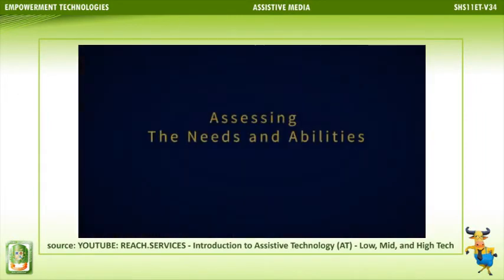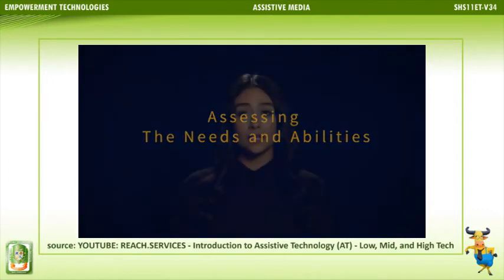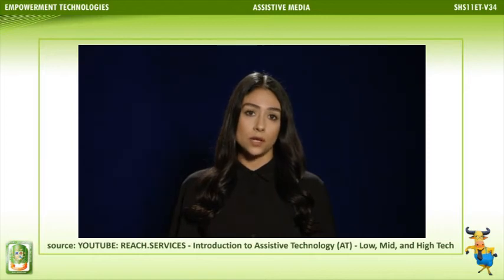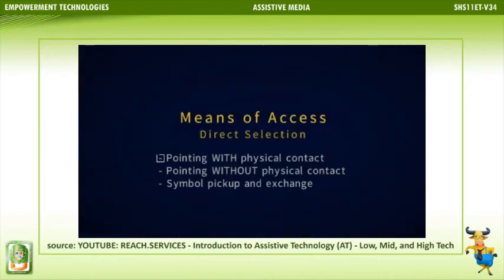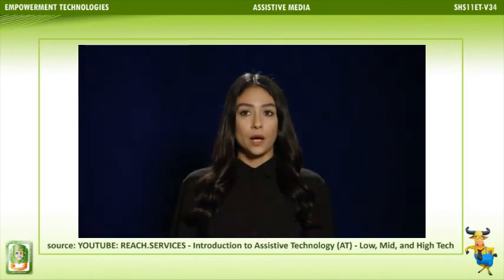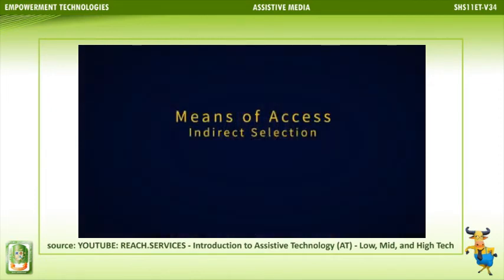Assessing the needs and abilities for AT requires determining the means of access. For example, are they going to use a direct selection or an indirect selection to access the device? An example of direct selection would be pointing with or without physical support, for example, using your finger to point, or using a stylus to point. An example of an indirect selection would be using a scanner or a switch to access your device.